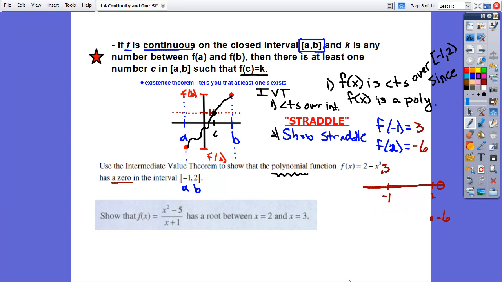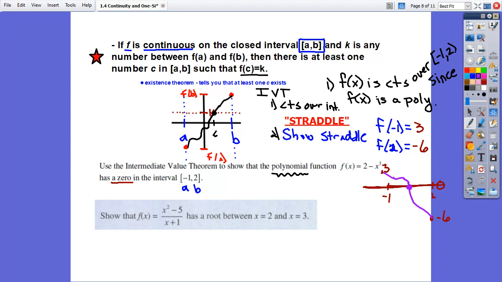I have no idea where it is, but I do know at some point I at least get a 0. And this is called an existence theorem. It doesn't tell us where it occurs. It just tells us it exists somewhere, or at least at one point.